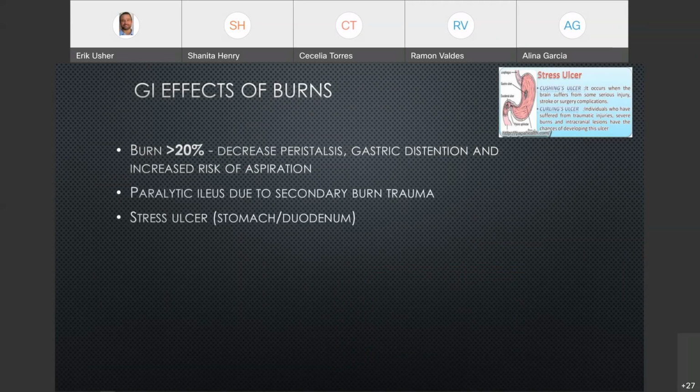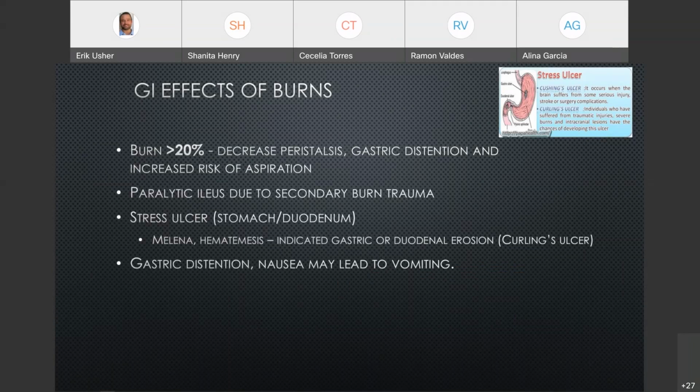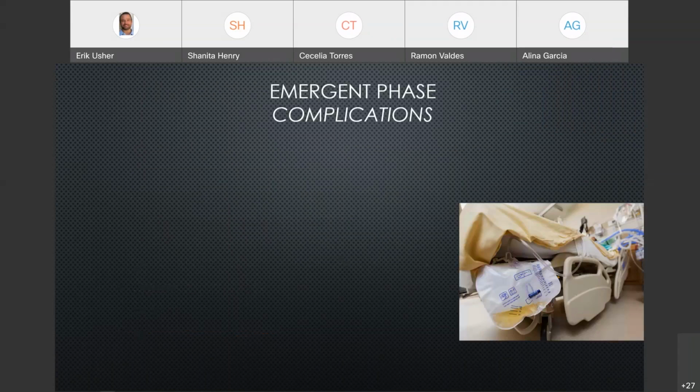Three, they get these stress ulcers. They're actually very specific. They're called Curling's ulcers. And we look for that. We look for melena, black stools, or hematemesis, or blood coming out of the OG or NG tube, which is indicative of duodenal erosion. Gastric distension, nausea may lead to vomiting. That decreased peristalsis, we spoke about that. So we keep them NPO. And if you want to learn more about Curling's ulcers, the history of it, who founded it, there's a link here that goes in depth with those.